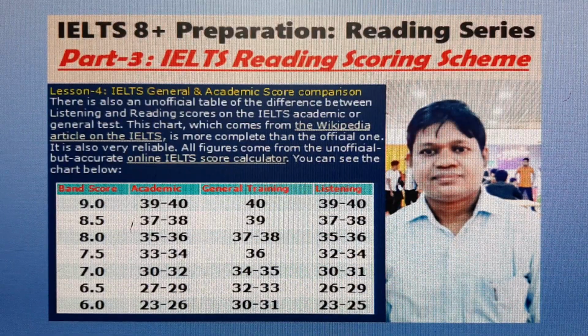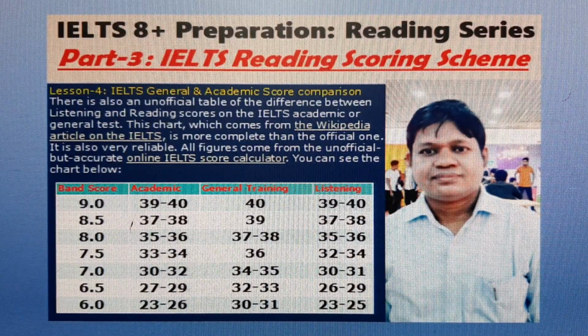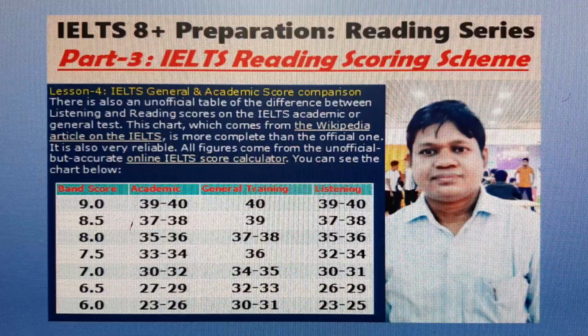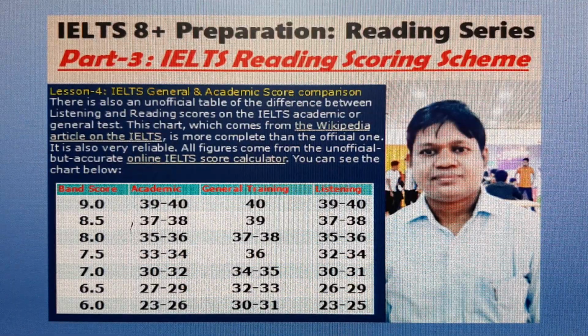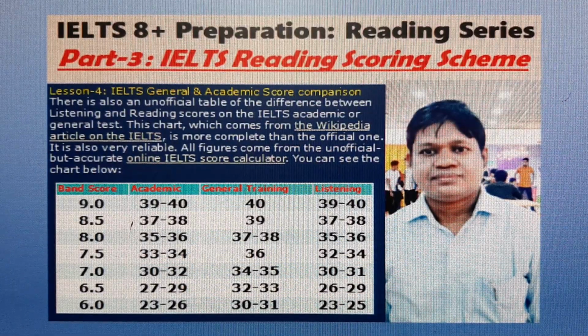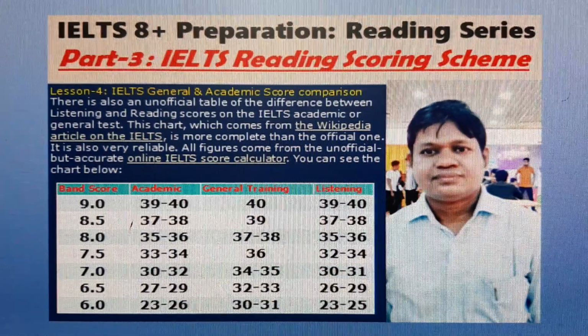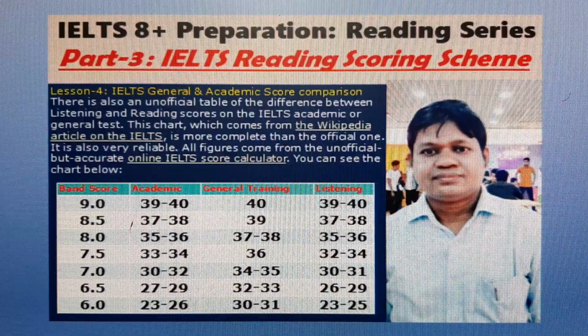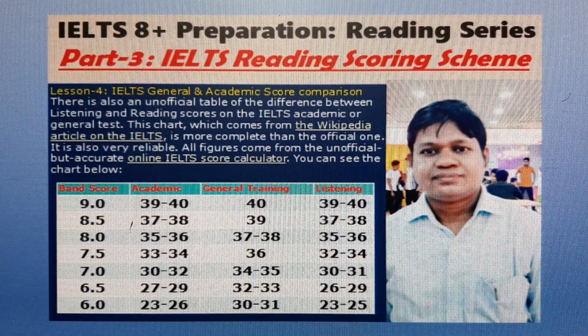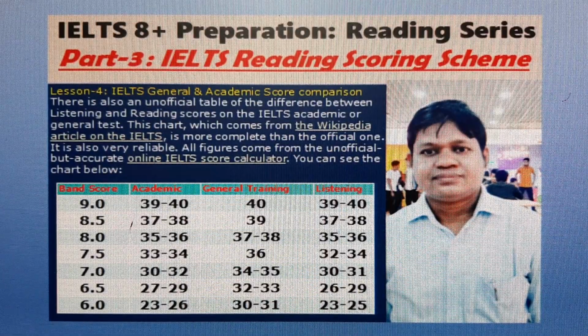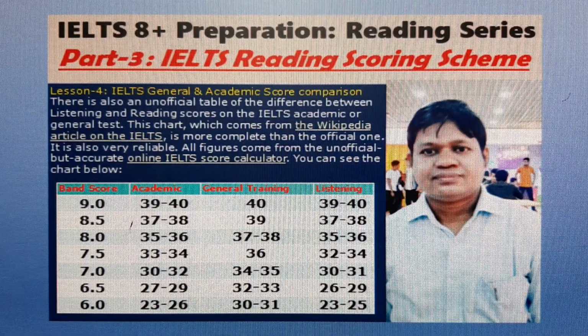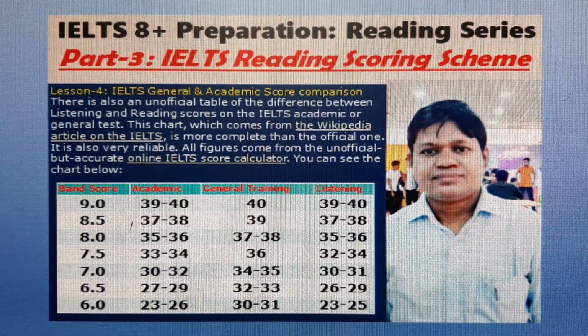Viewers, in this part of the video, I will now talk about IELTS General Training and Academic Module score comparison with listening score. Let's move. Lesson 4 to 9, IELTS General Training and Academic Score Comparison with Listening Score from band score 9 to 2.5.